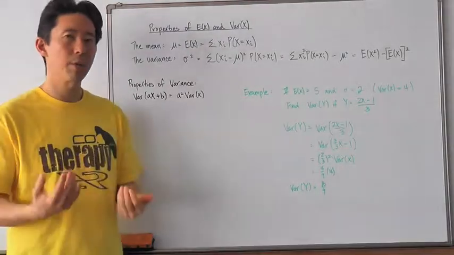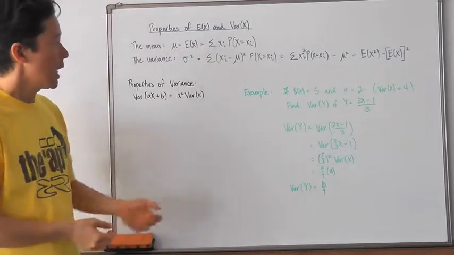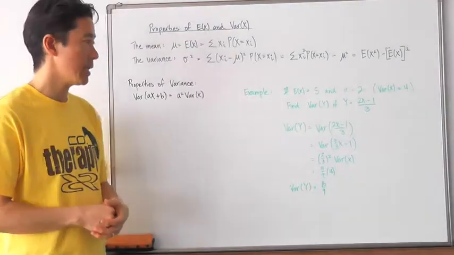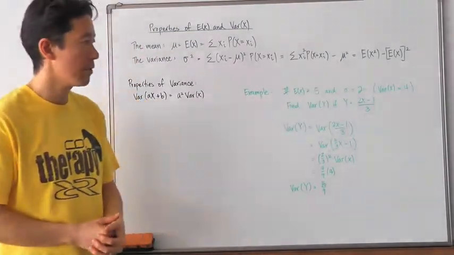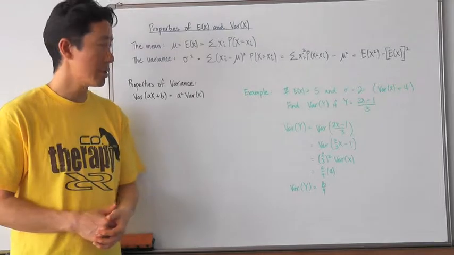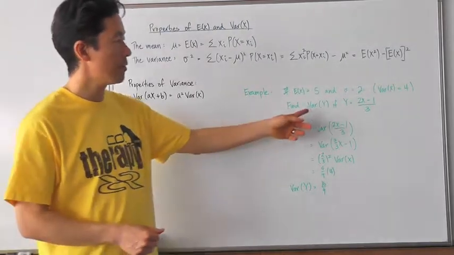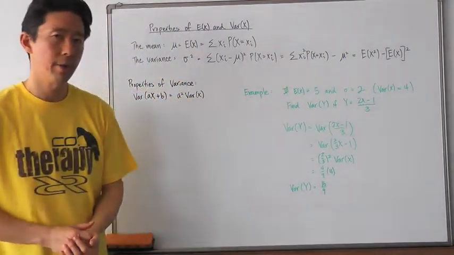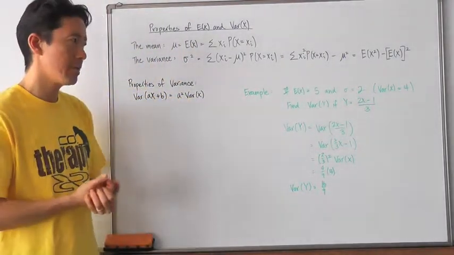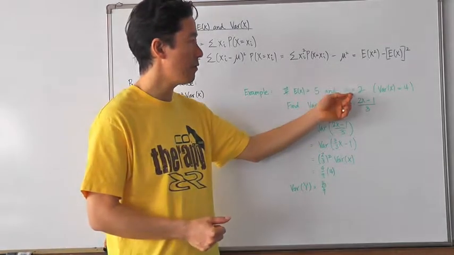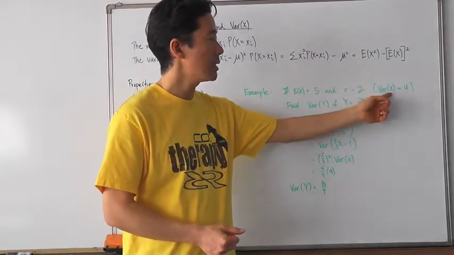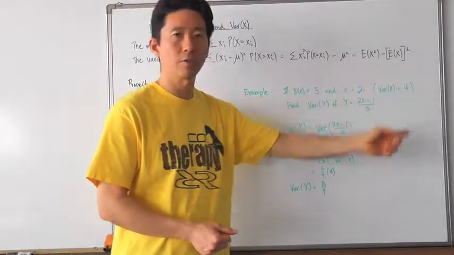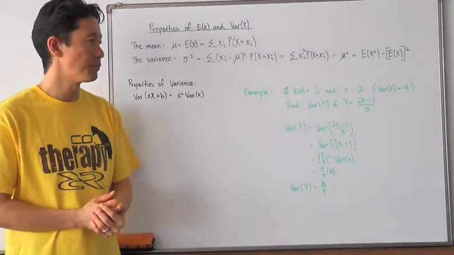Now, how do you go about applying this particular rule? Let's take a look at an example. If the expectation of x, say for example, is equal to 5, and the standard deviation is equal to 2, then find the variance of y if y is going to be equal to 2 times x minus 1, all divided by 3. The one thing that we need to remember is that if the standard deviation is equal to 2, that really means that the variance of that particular discrete random variable is actually going to be equal to 4, or the square of 2.